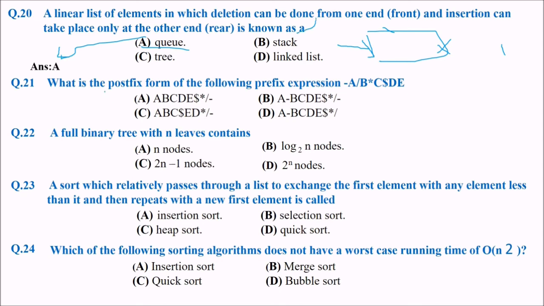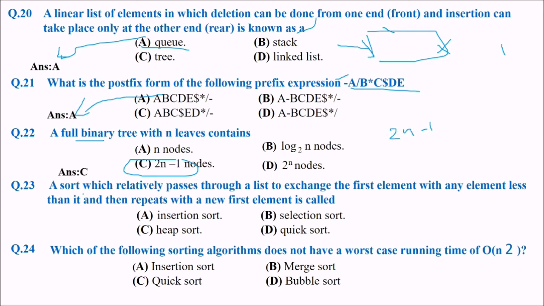What is the postfix form of the following prefix expression? Now you can easily convert it because this is already in prefix notation. You can easily convert it into the postfix notation, and this would be this one. The full binary tree with n leaves will contain how many nodes? As we have seen, full binary tree and complete binary tree. But the answer here is 2n minus 1 nodes, where n is the number of leaves.